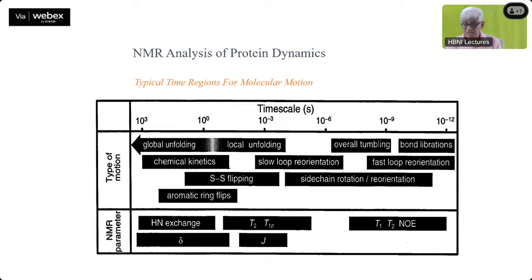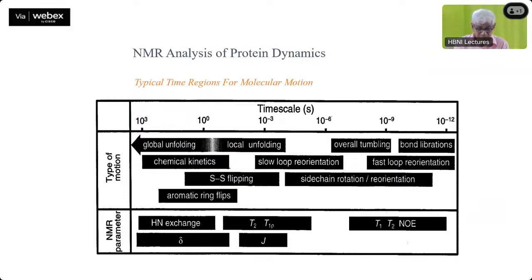What are those? You can see here bond librations and fast loop reorientation in the nanosecond to picosecond time scale. Overall tumbling happens in the nanosecond to sub-microsecond range. Slow loop and side chain rotation reorientation happens all the way from here to here. Slow loop reorientation happens from the microsecond to the millisecond time scale. Then local unfolding, the protein unfolding, can happen in the millisecond to seconds time scale. The global unfolding is slower than that one, so this can happen from seconds to minutes.